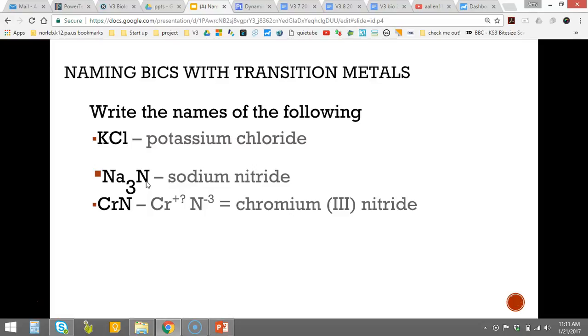CrN. Okay, so here we get our first transition metal example. Cr is chromium. We're not sure of the charge on chromium. It can be one of a variety of things. We know the charge on nitrogen is -3. It will always be -3. So to balance that out, chromium has to be +3. So the name of this compound is chromium(III) nitride.